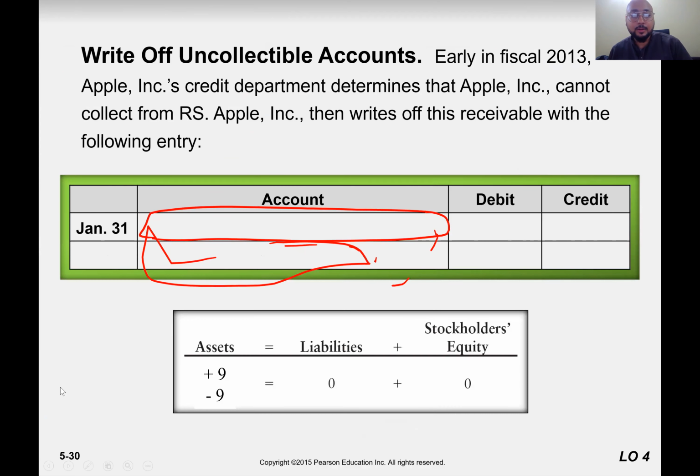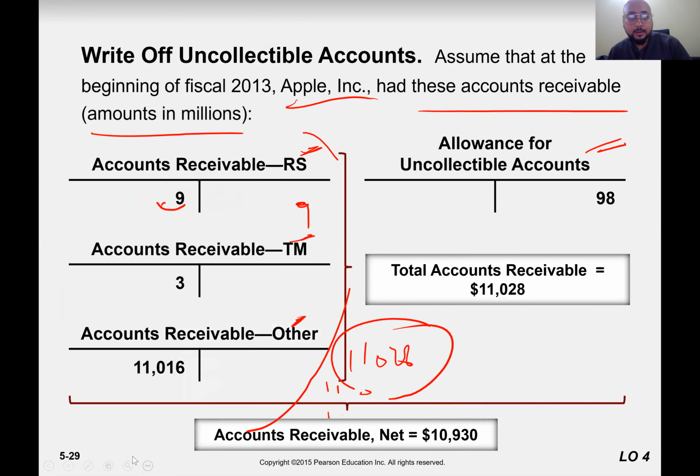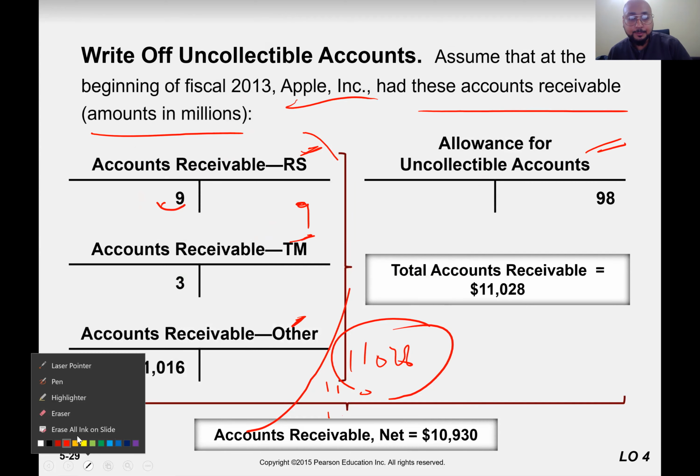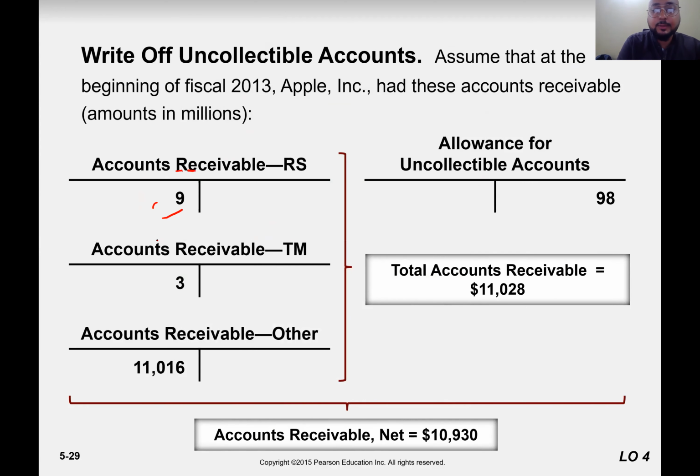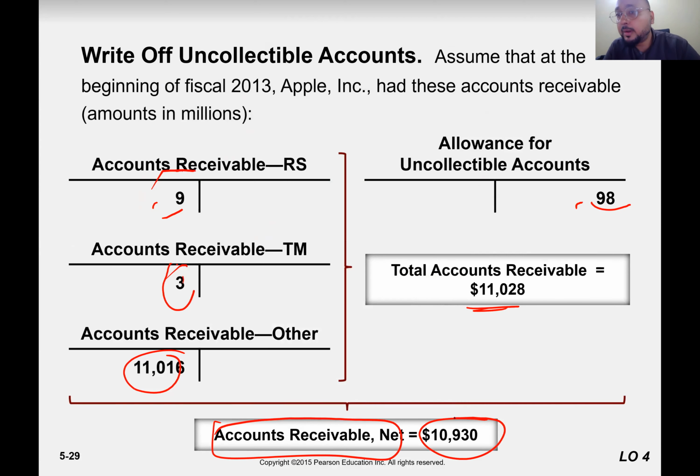So you see here in our example, we had RS, TM, another receivable this much. So our total receivable are 1108. And we established in our planning, in our budget, allowance 98. So the total value of our account receivable on the balance sheet would be shown 10,930, right?